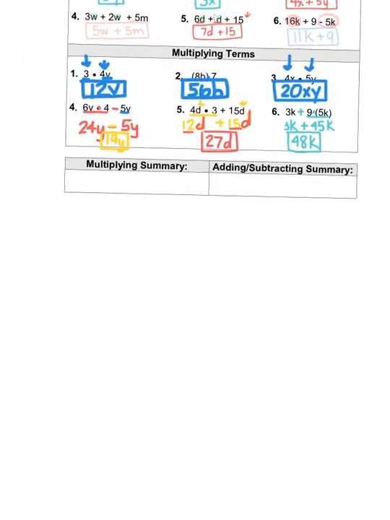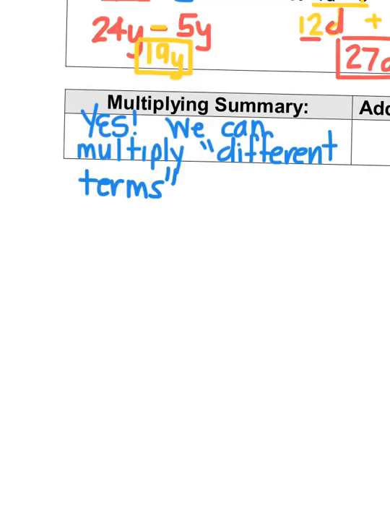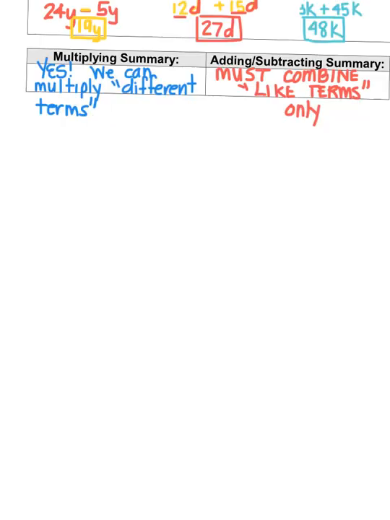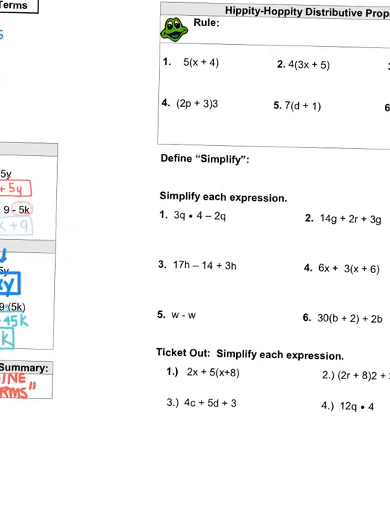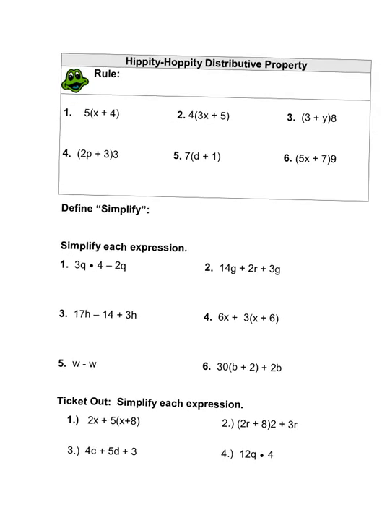So let's do a summary for multiplying and adding and subtracting. They are quite different. For multiplying, yes, we can multiply different terms. For adding and subtraction, we must combine like terms only. Let's turn to the next page, where we will learn about the hippity-hoppity distributive property.